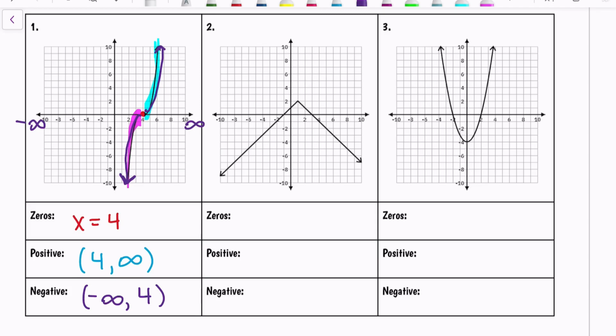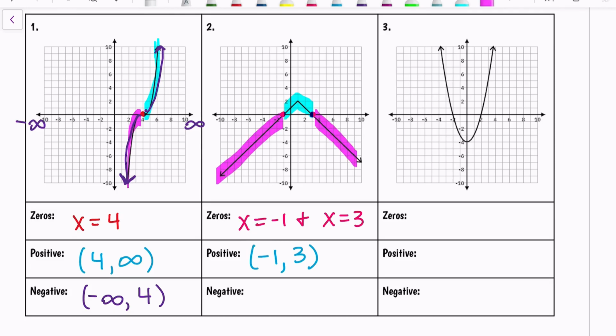All right, and the next one, I have 2 zeros. I have one at -1 and I have one at 3. So those are going to be some critical points. It is positive above the x-axis, which is this blue section. And that blue section goes from -1 until 3. So as you can see, my negative section is split. And this is the more complicated situation. You've got 2 sections, so you're going to have a union.